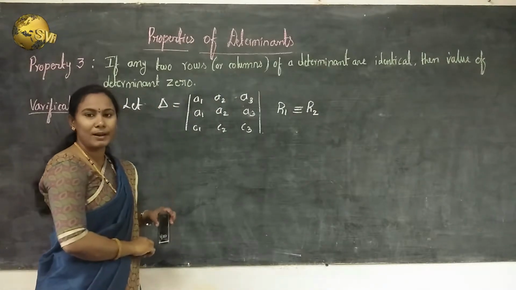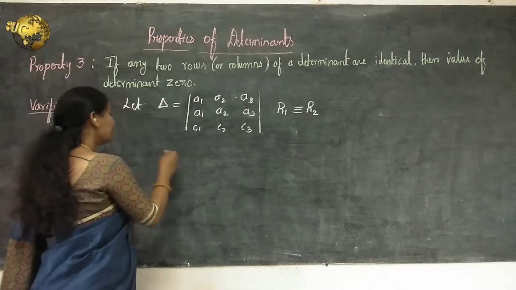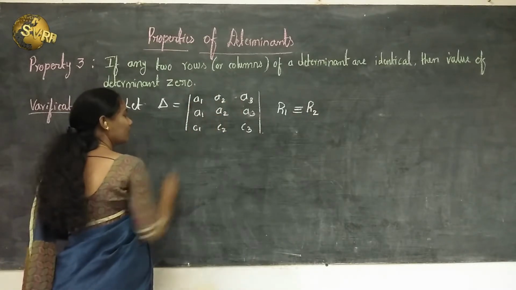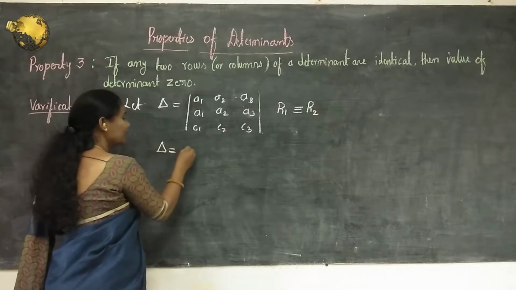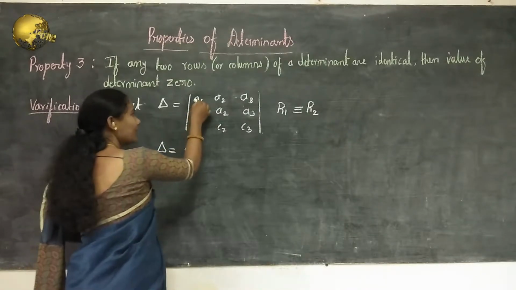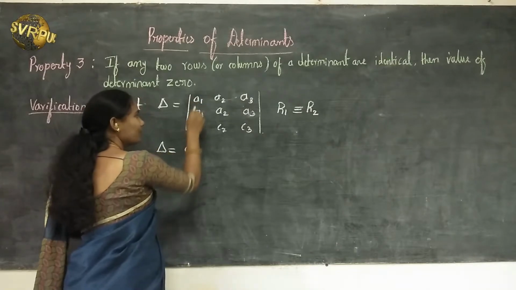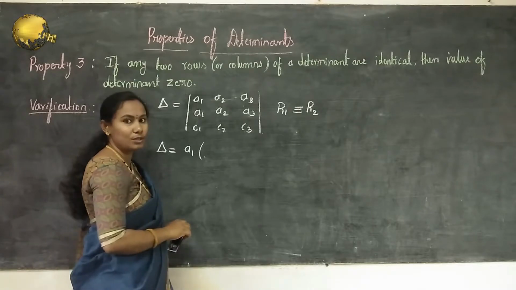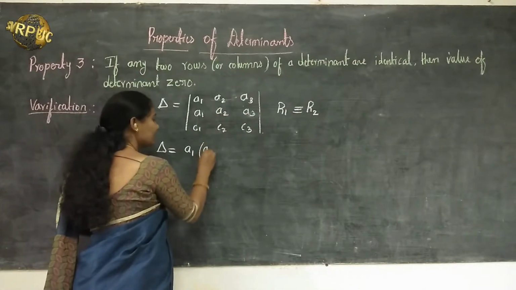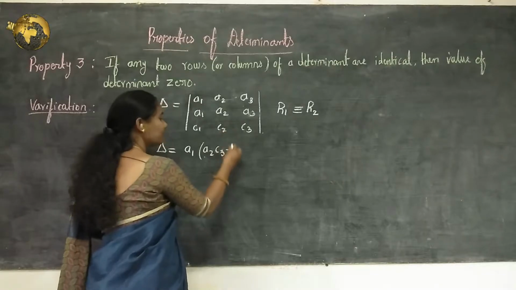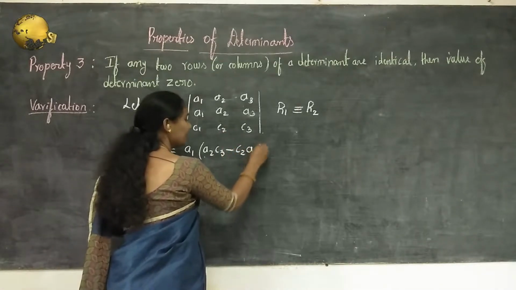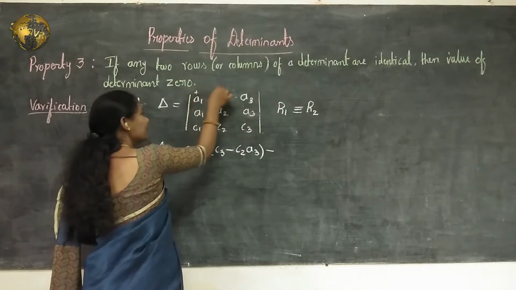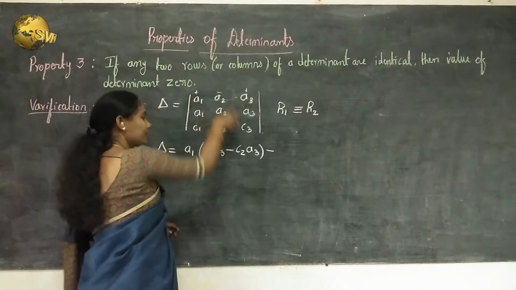Now let me expand this and see the value. I expand along row 1. So delta is equal to A1 into the remaining determinant after crossing out the first row and first column, which expands to A2 C3 minus C2 A3. The position signs are plus, minus, plus, so I fix the position sign.